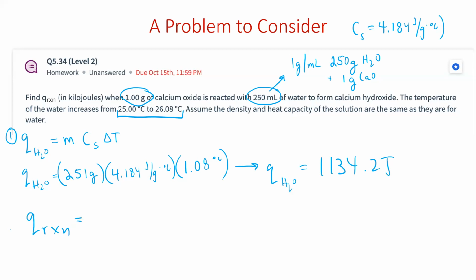All right, I'll give you a minute to think about what that makes our heat of reaction. This question's up on Top Hat right now. So if that is the heat of the water, what's our heat of the reaction?